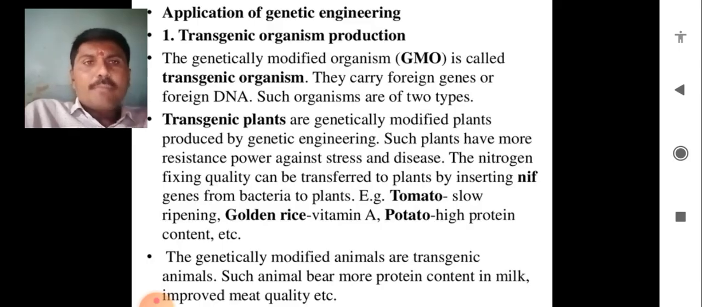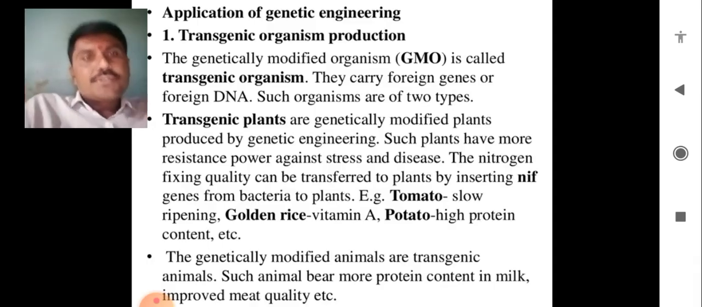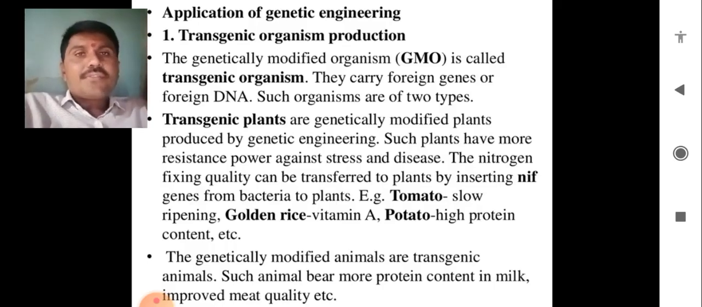For example, tomato slow ripening, golden rice vitamin A, potato high protein content. All these characters are increased in a specific species due to the transgenic plant, or due to the insertion of the targeted genes in that specific species.